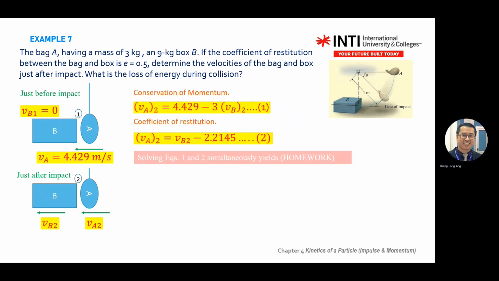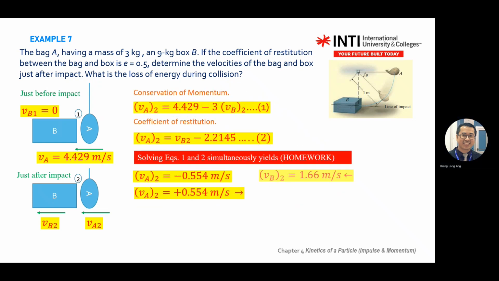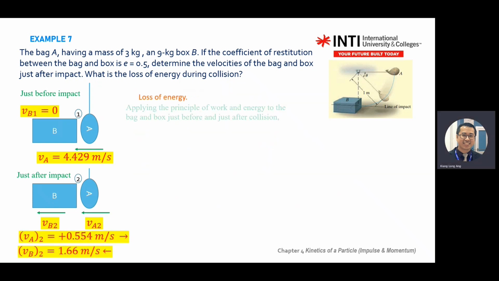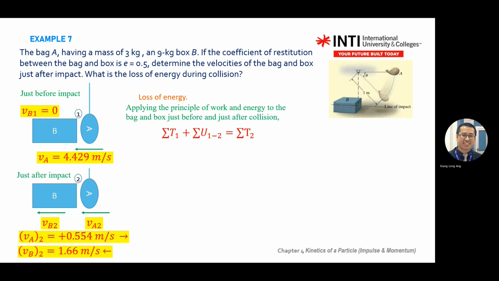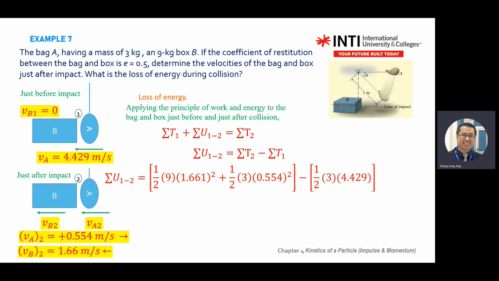Once you find VA2, VB2, then for loss of energy, you use the principle of work and energy. This one come out in your coming test one. So you use principle of work and energy to solve because there's a loss of energy here. So work done, you substitute the value.